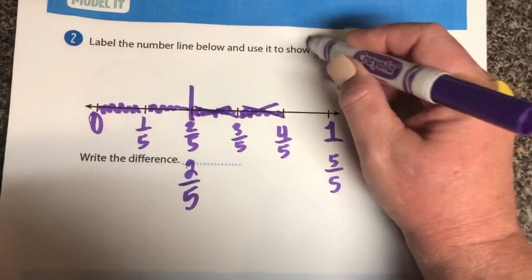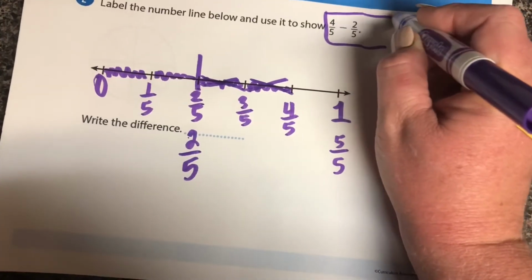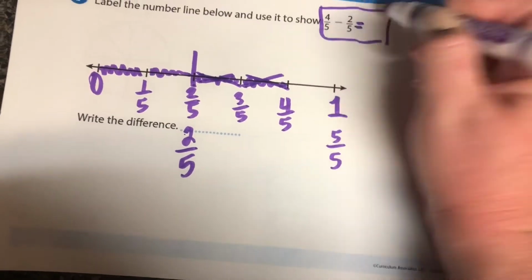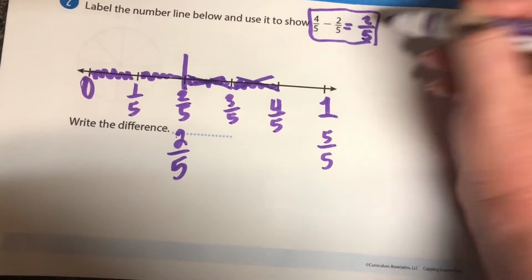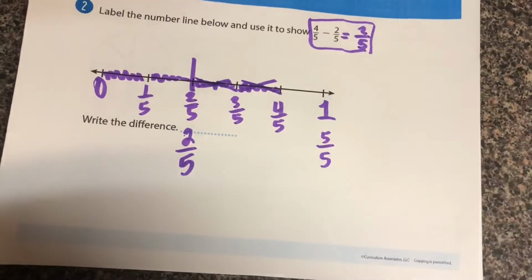I also could solve this without a model just by subtracting my numerators. 4 minus 2 is 2. Denominator stays the same again because my number of equal parts doesn't change.